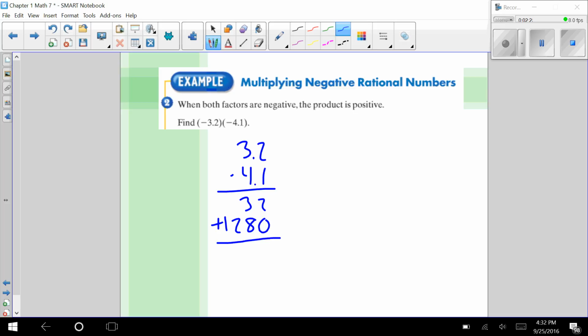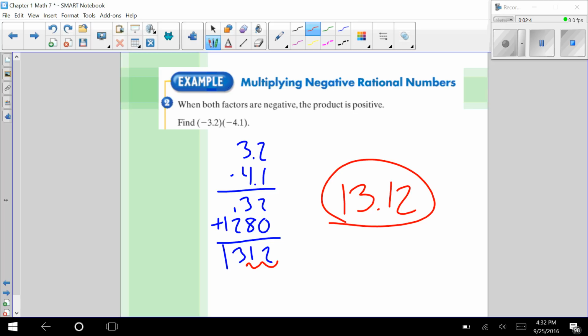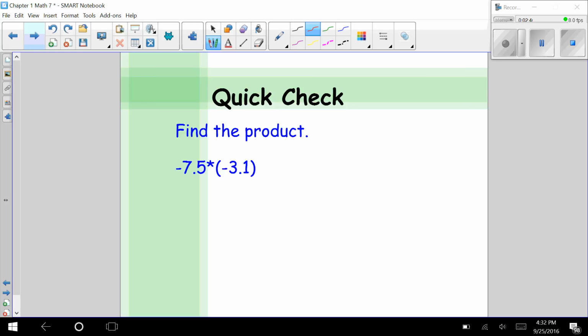Add these together. I get a 2, 11, 3, 1. I've got 2 decimal places total in my original numbers, so I put 2 decimal places in my answer. 13.12. Remember, negative times a negative is a positive, so my answer is 13.12. Quick check. Try this one on your own.